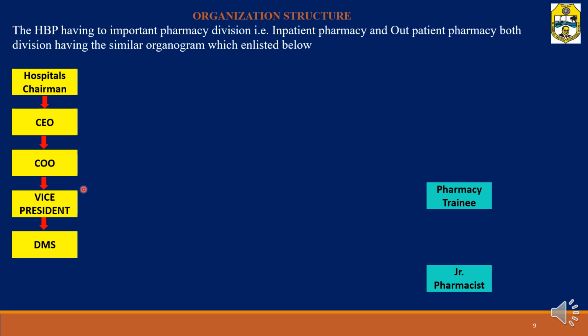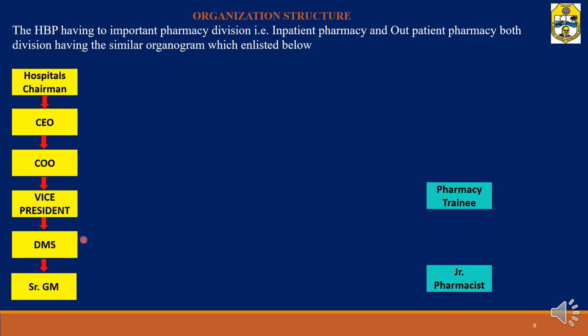Then just below the vice president, there is another person called the DMS. Now this is a newer thing for us. The DMS is mainly appointed for the pharmacy department. Why? Because the pharmacy department has one committee to oversee the use of drugs inside the hospital pharmacy, called the drug therapeutic committee, DTC, or pharmacy therapeutic committee, PTC. The DMS, the director of medical services or medical superintendent, is the chairman, resource person, or president of this committee.